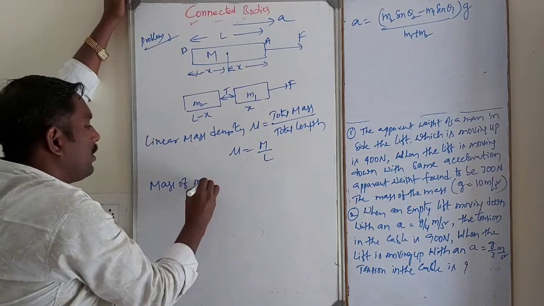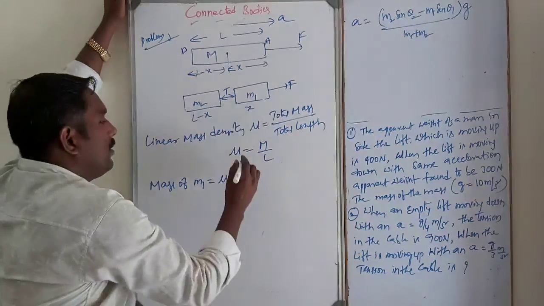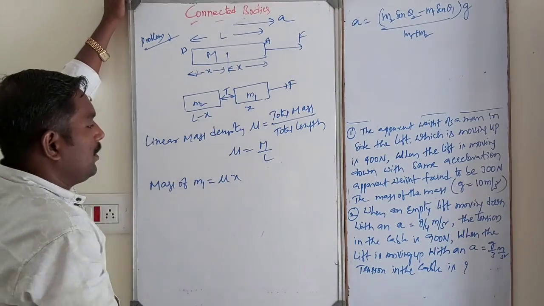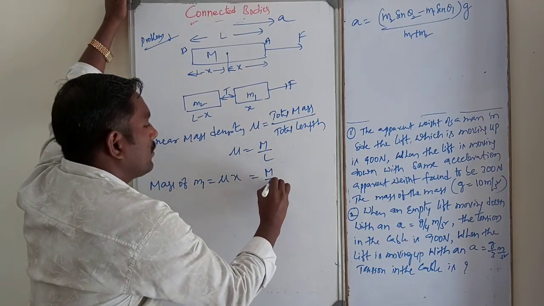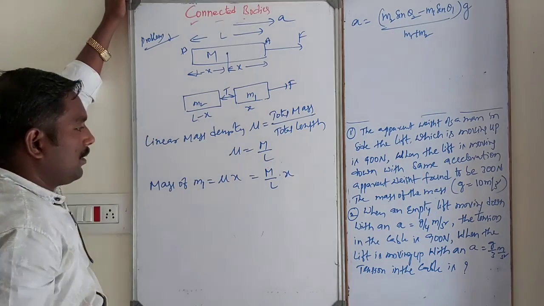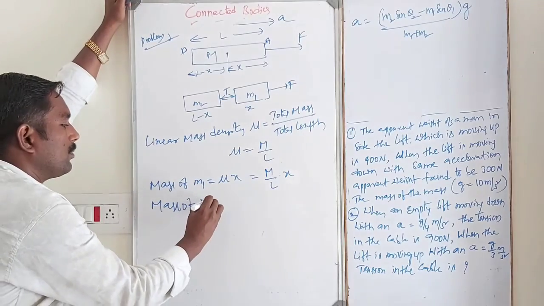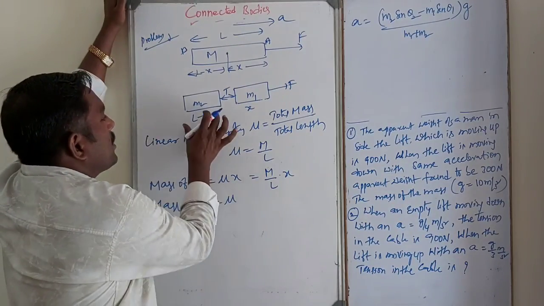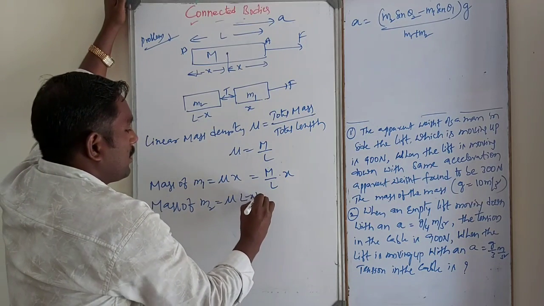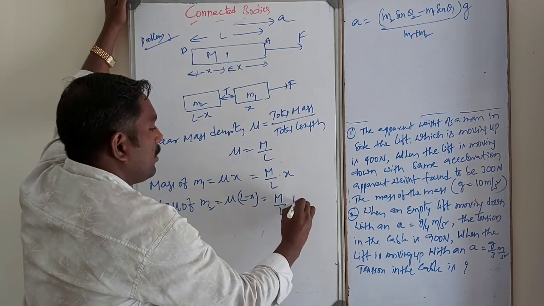The mass of m1 is equal to the linear mass density into the length x. So mu is equal to M by L, into x. Similarly, the mass of m2 is the linear mass density into the length L minus x. That is equal to M by L into (L minus x).